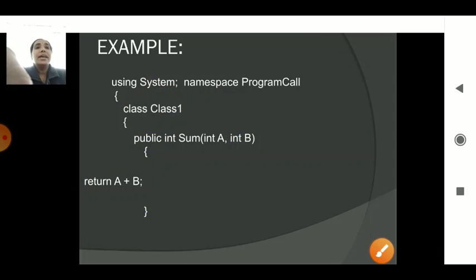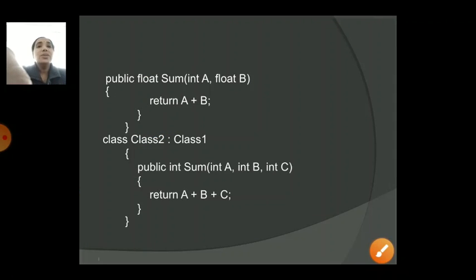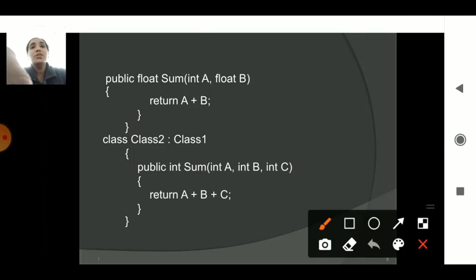Next, consider another sum method, which has different data types. Its variables are int a and float b. Remember, here they have different data types, int and float, and once again you return the addition of the two variables.